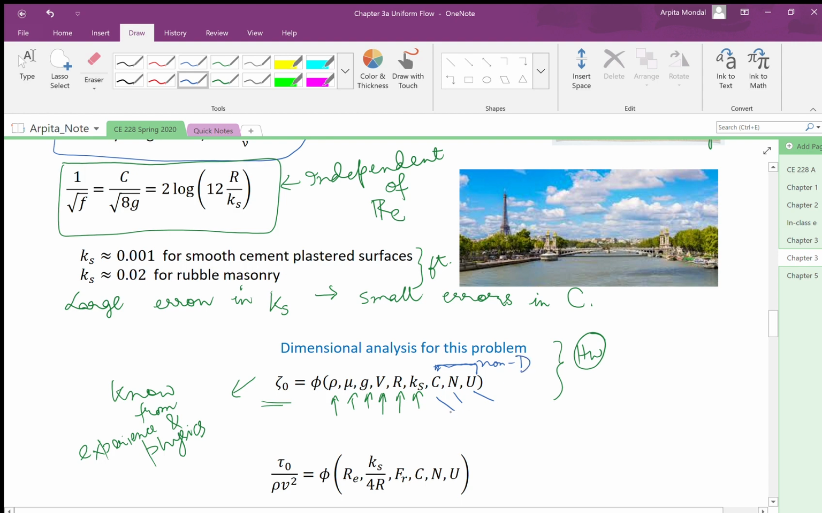C represents a factor for the cross-sectional shape. N represents the degree of non-uniformity of flow, and U represents degree of unsteadiness.